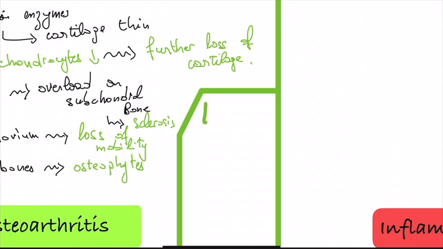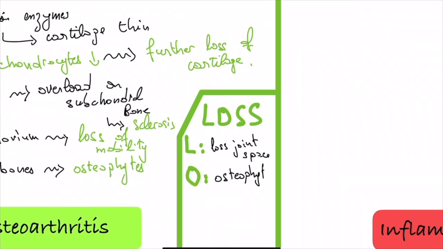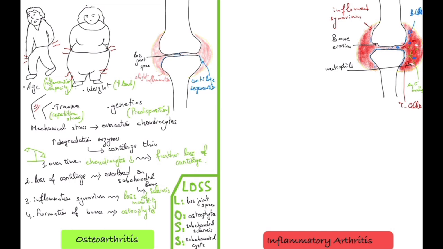To remember the key factors, use the word LOSS. L for low joint space from cartilage thinning, O for osteophytes as a compensatory mechanism, S for subchondral sclerosis from the overload of the bone, S for subchondral cysts, which form when the synovial fluid enters bone through cracks in the cartilage. It is this entire process that ultimately leads to the painful, stiff joints of osteoarthritis.